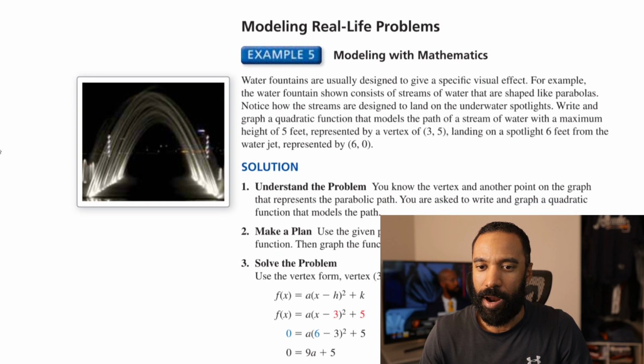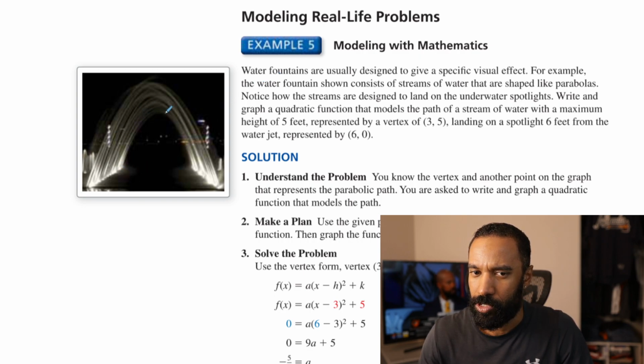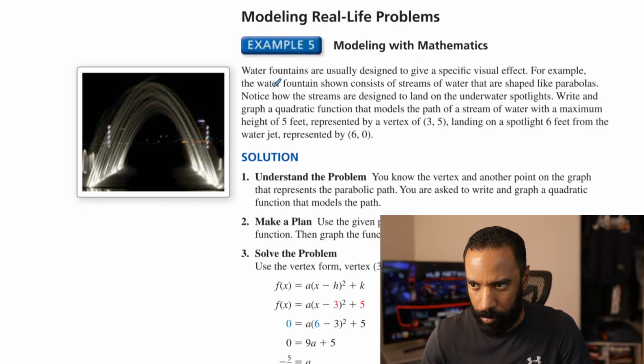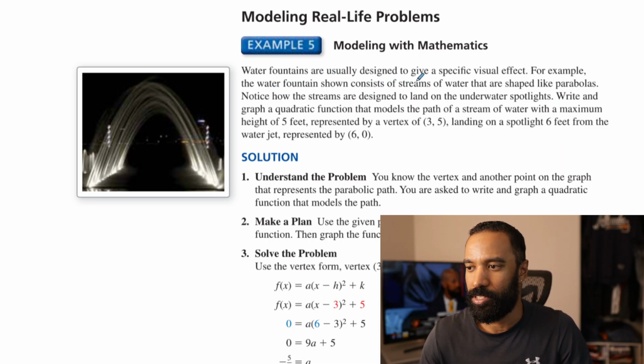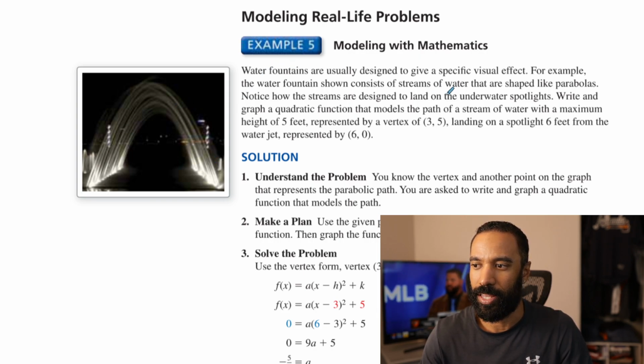All right, some real-life problems. Maybe this is our last page before we start our problem set, or at least our vocab and concept check. Water fountains. Water fountains are usually designed to give a specific visual effect. For example, the water fountain shown consists of streams of water that are shaped like parabolas. Notice how the streams are designed to land on the underwater spotlights.